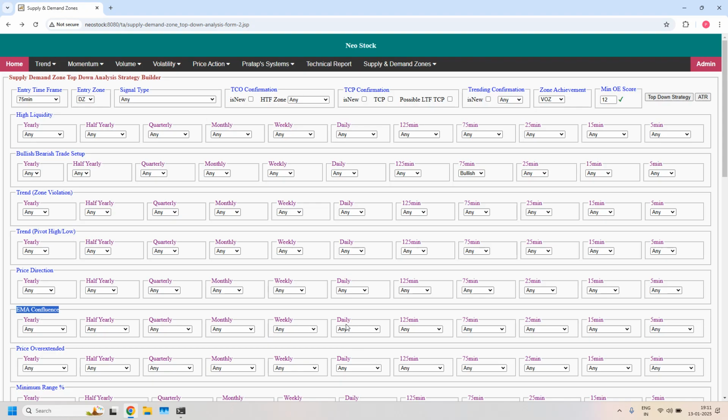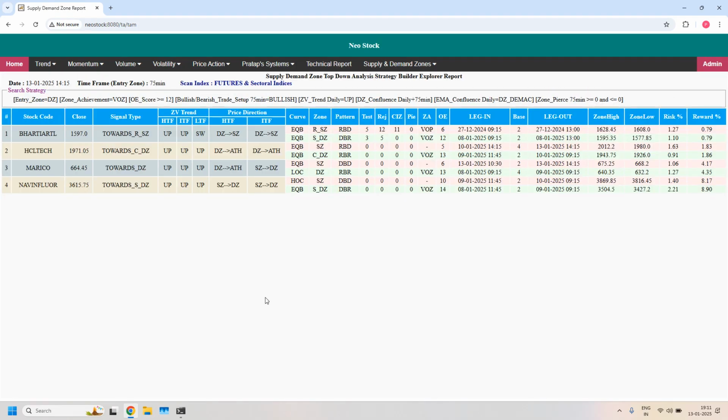So in the EMA confluence, daily time frame. Why daily? Because the 75 minutes demand zone is part of the daily zone. That's why we are looking for a daily demand zone having daily EMA confluence. And the trend on the daily time frame should not be sideways. It should be uptrend only. But anyway, by default, the trend is daily only, because the ITF trend is anyway daily.